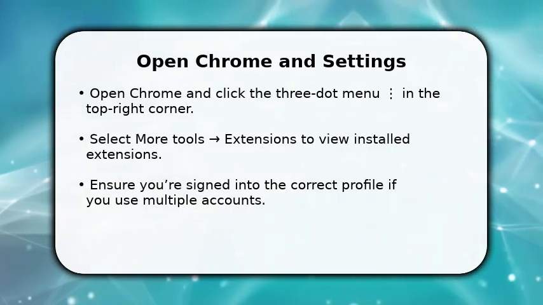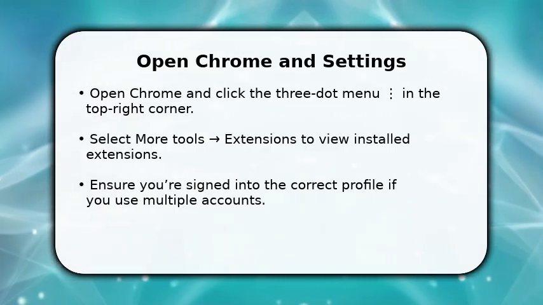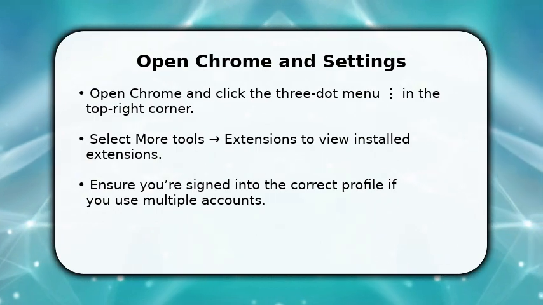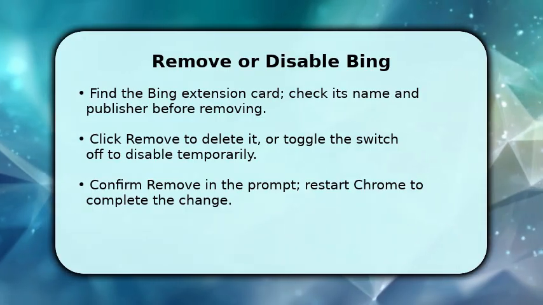You're taking the first actionable step now. Locate the Bing extension card in the list so you can act on it. Now locate the Bing extension entry and inspect its name and publisher to confirm it's the one you want gone.